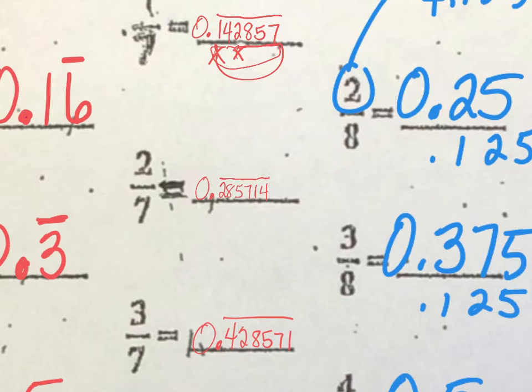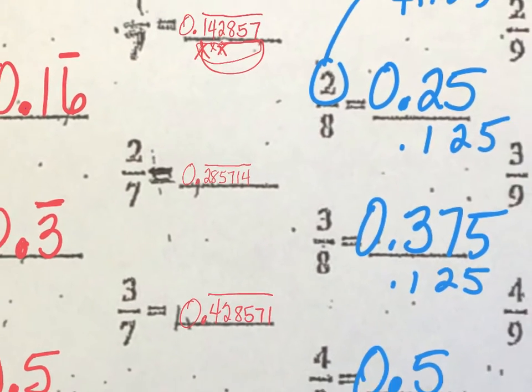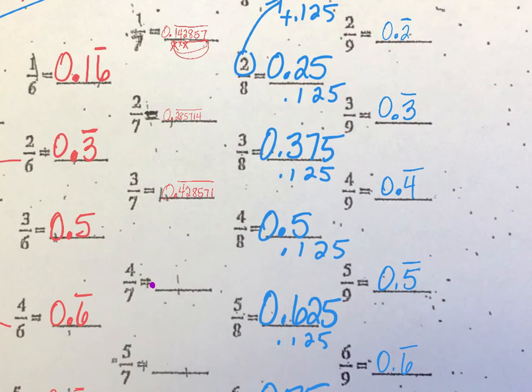4/7 is just a little bit bigger. So I'm going to use not 4 but 5. I already used 4. So I start with the 5 and I go 5, 7, 1, 4, 2, 8. Is that 6 numbers?